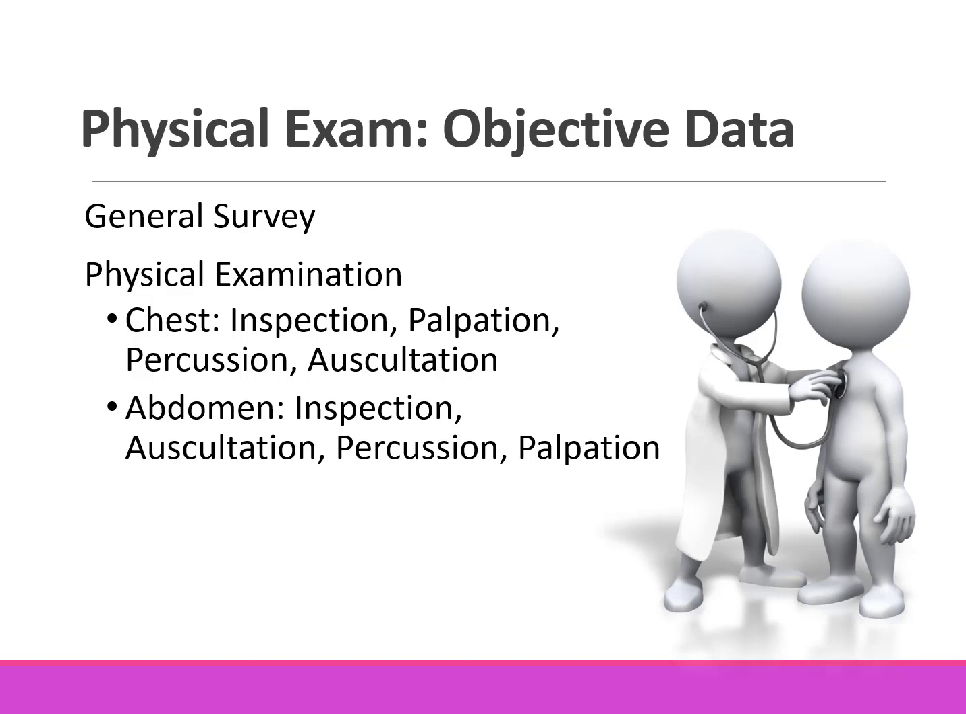When assessing the abdomen, auscultation is done before palpation or percussion, because palpation and percussion can cause changes in the bowel sounds, and that alters the findings.